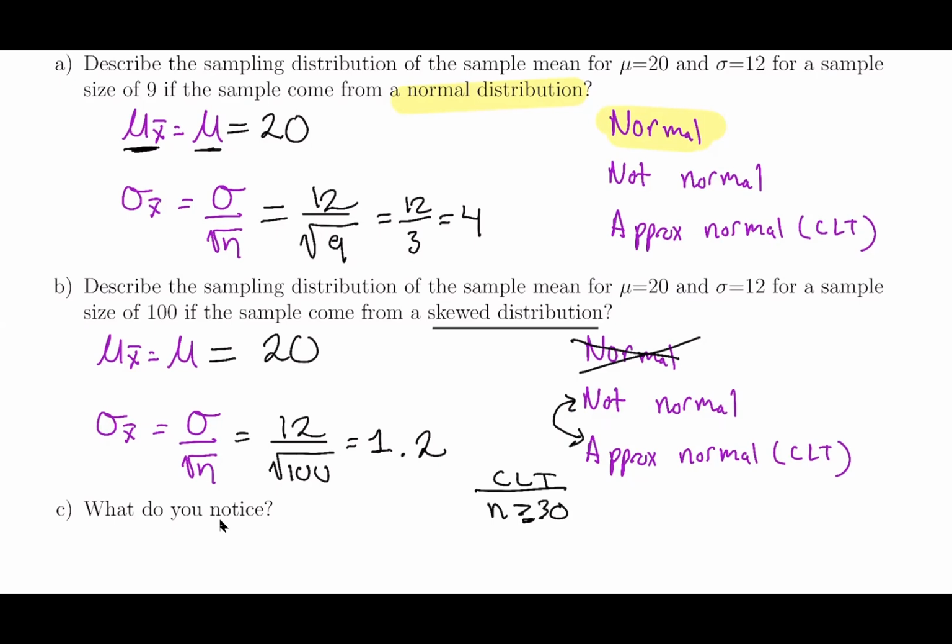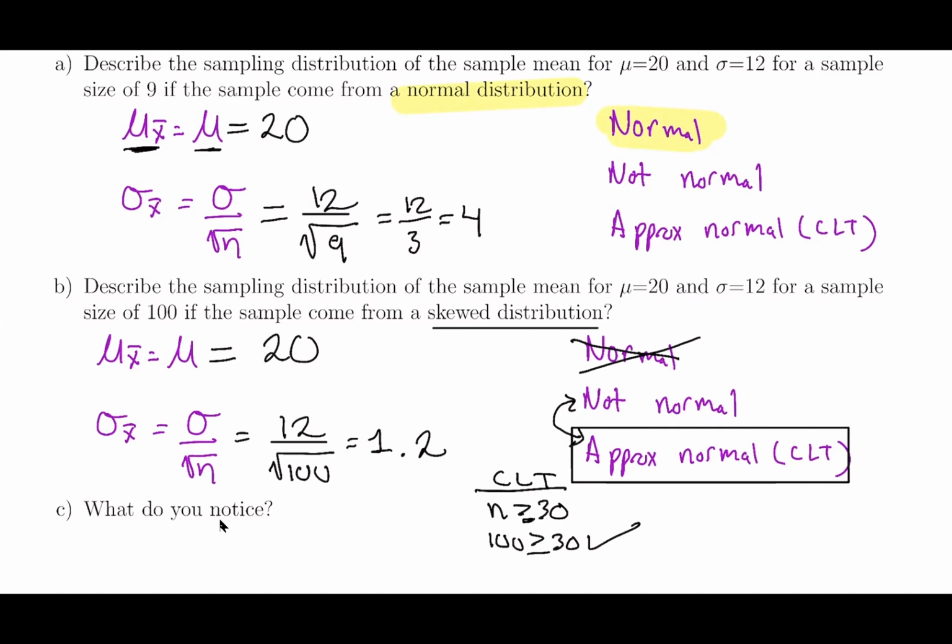In this case, n is 100, so 100 is greater than or equal to 30. That's a true statement, so we have an approximately normal distribution, and that's because of the central limit theorem. And that's it for B. All right. Everybody good for B?